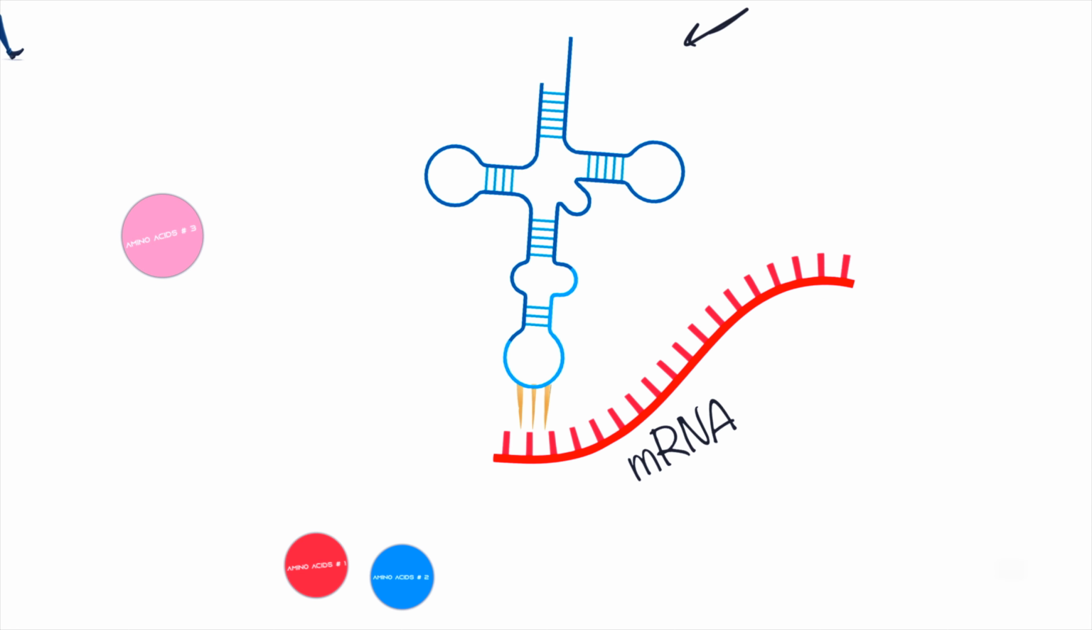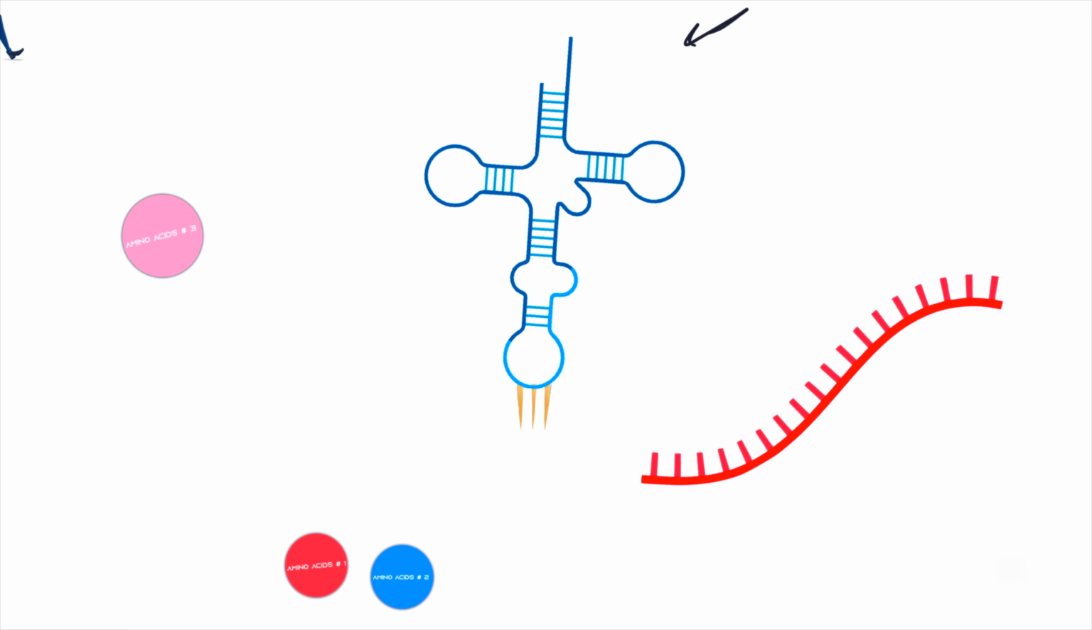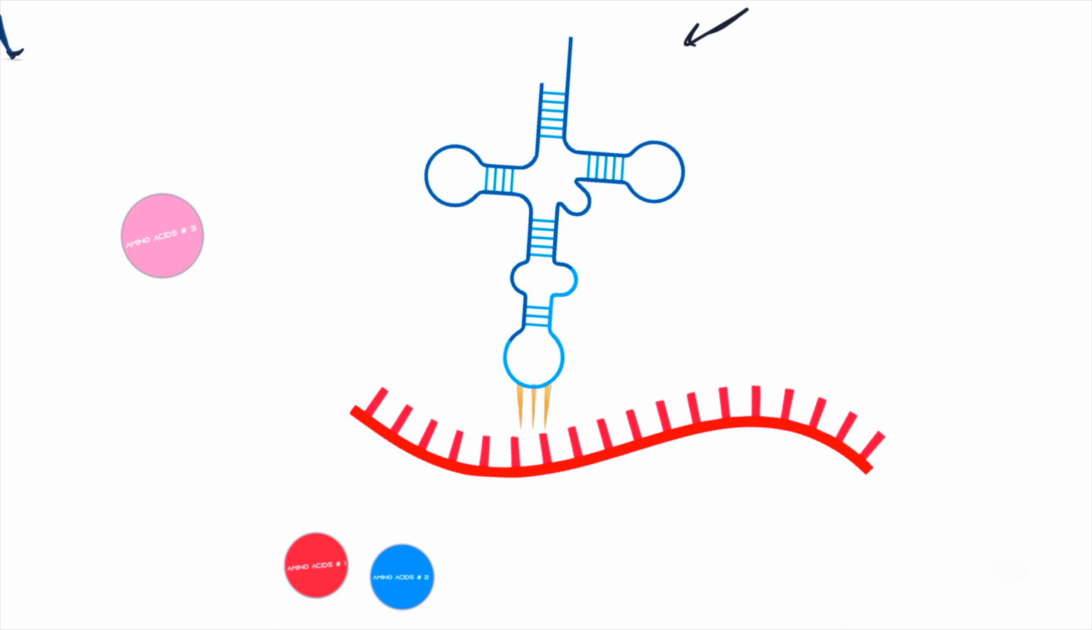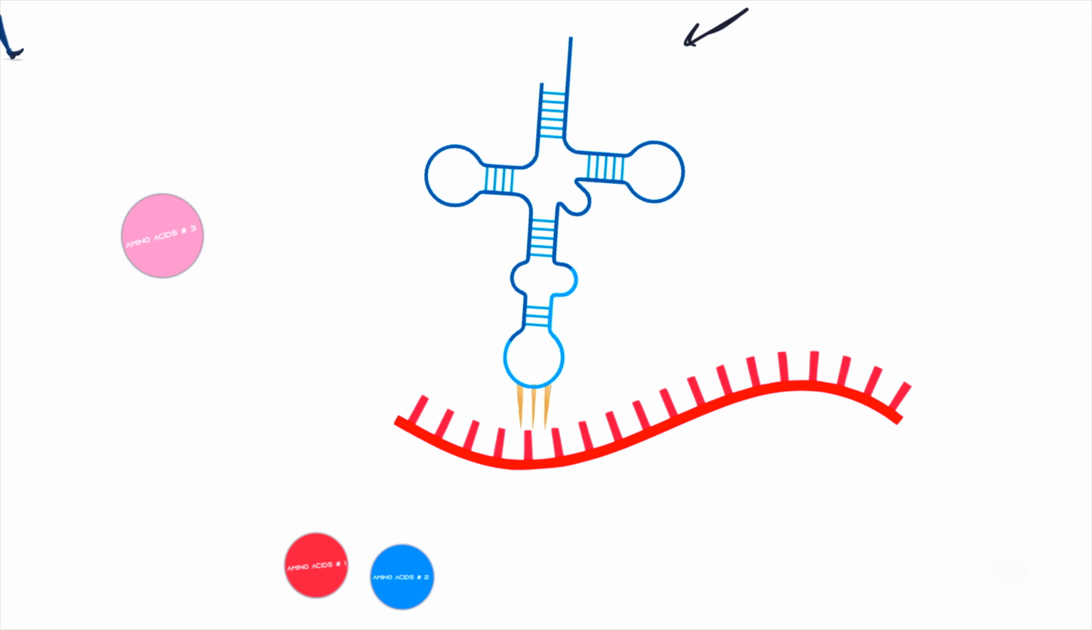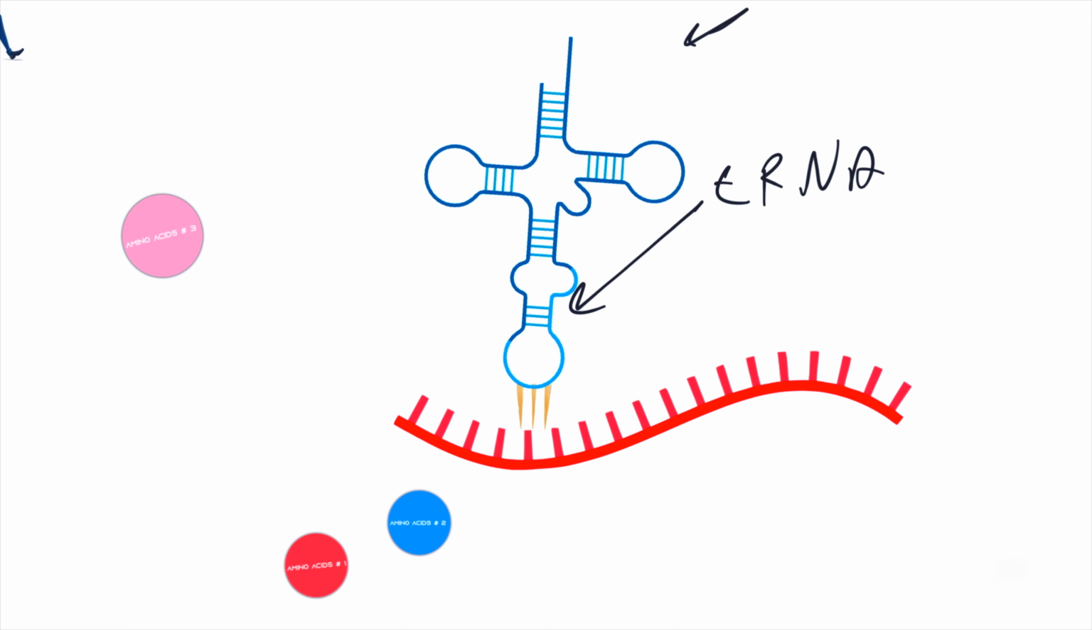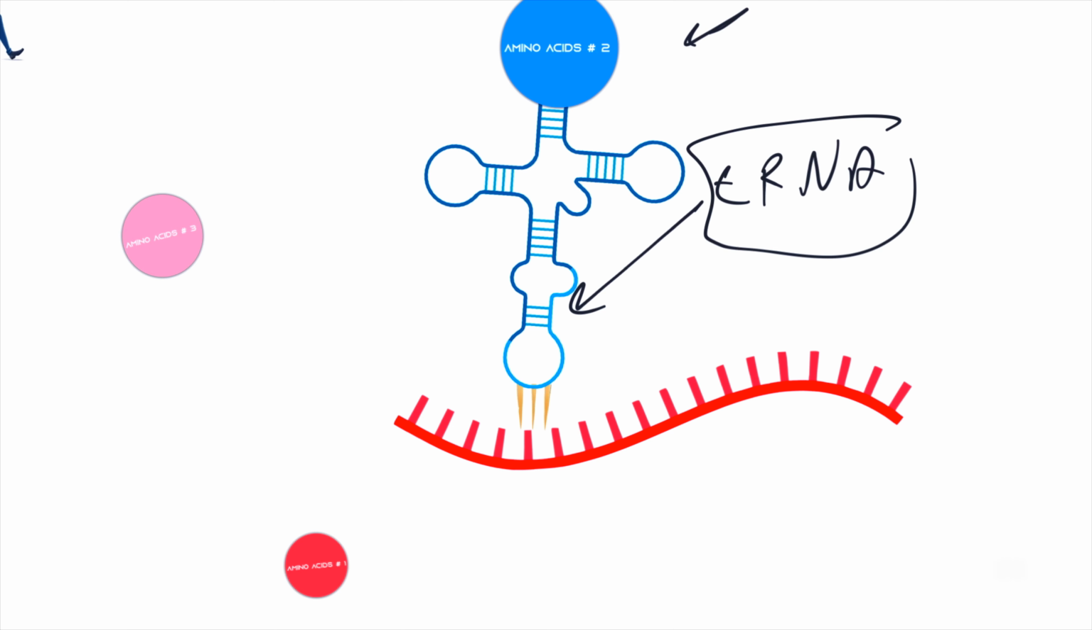So let's try another one. If I take another triplet here on the messenger, let's say the second triplet, 1, 2, 3, 1, 2, 3, that triplet would be different from the first one, and it would call for a different tRNA. So another tRNA will come along, and this other tRNA will carry a different amino acid. So as you can see, whatever the codon you have on the messenger, it would attract a different tRNA, and each tRNA comes with a different amino acid on one end and a different anticodon.